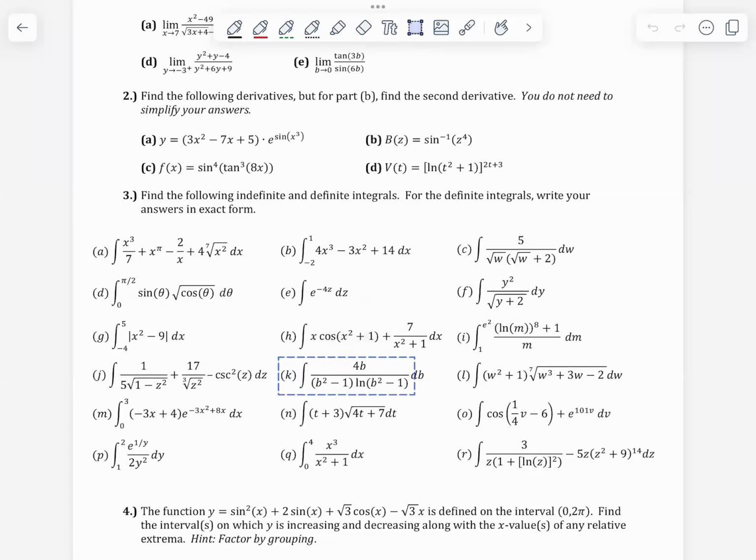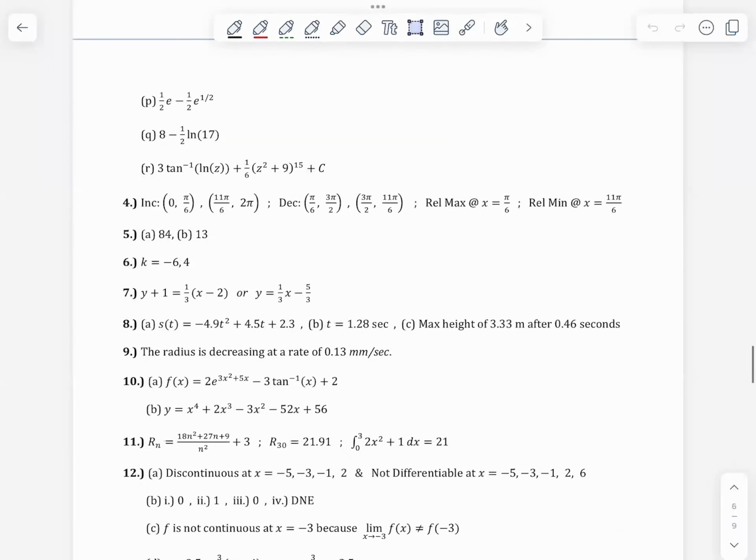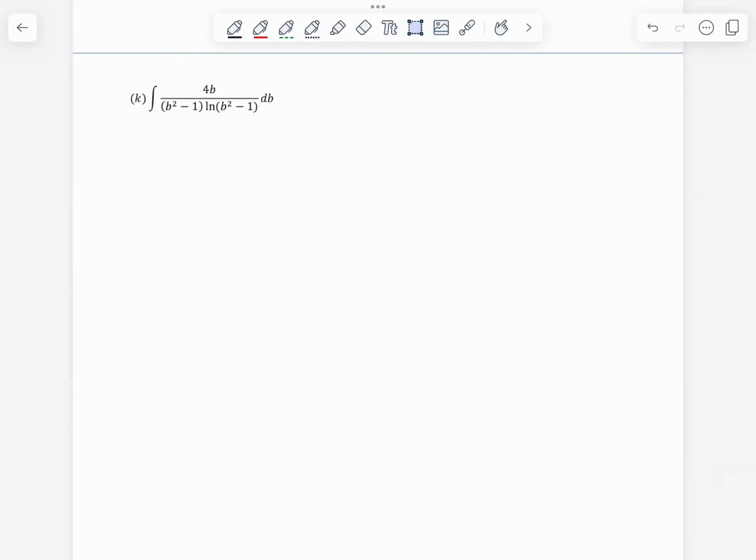All right, let's try that. This one right here. All right, this integral. What will be a good option?